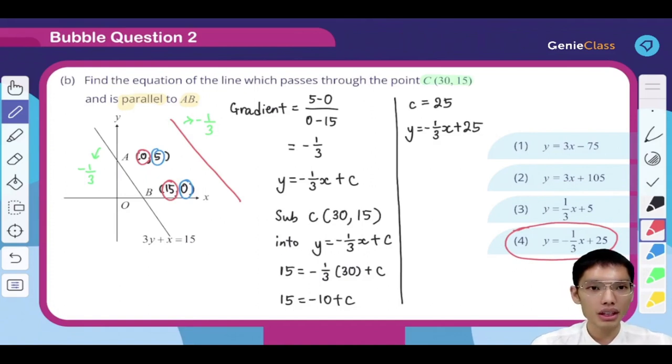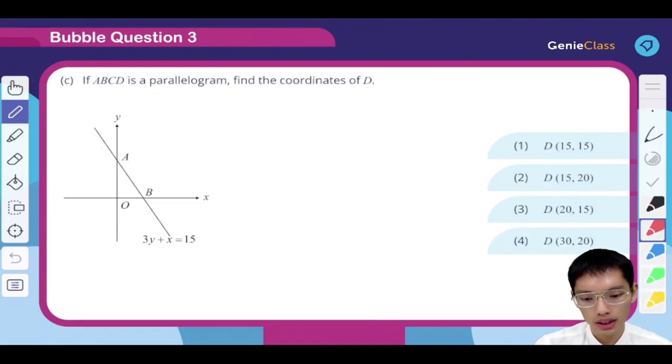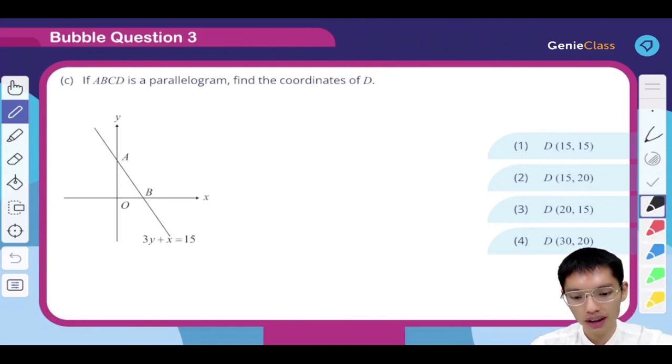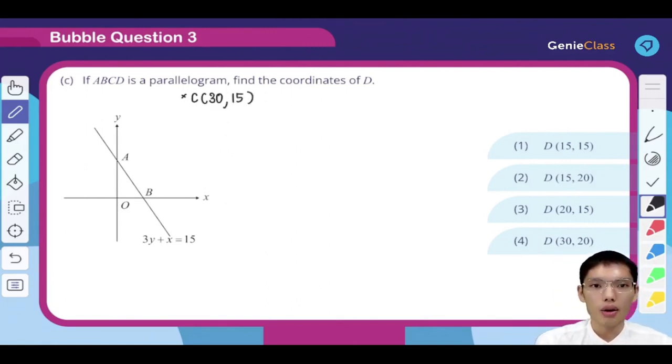Now, moving on to the last related question. If ABCD is a parallelogram, now C is actually a very high point up, so it's going to be somewhere, say, here. C is going to be 30, 15. So I have a point very high up. What does it mean?